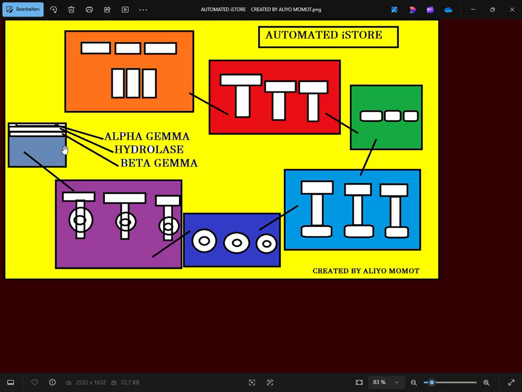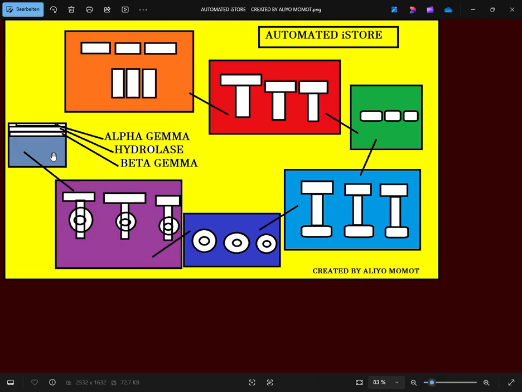You can use this to transfer something from the factory to the home. It has the alpha gamma, the hydrolase, and the beta gamma. The alpha is at the top here, the hydrolase is here, and the beta gamma is here. Once you allow them to move, the fumigations around it make anything here go transfer. The quantity of alpha gamma and beta gamma tells how far you can transfer such things.